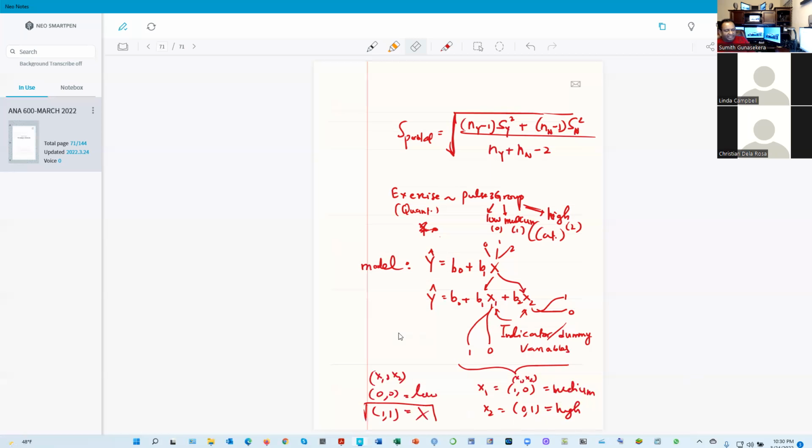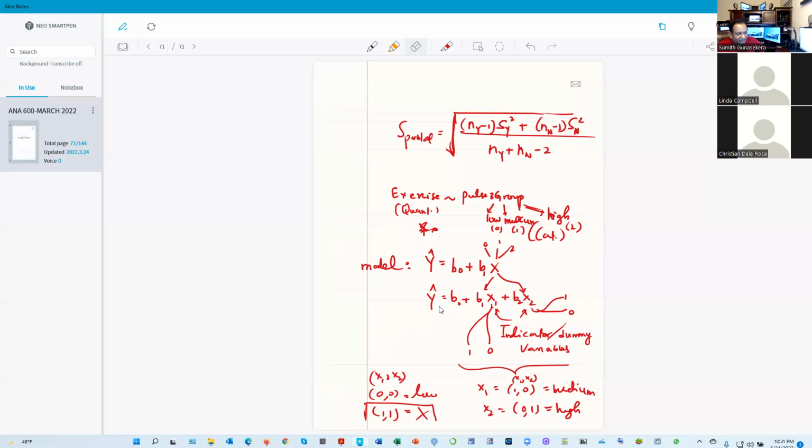Together 1, 0 says that you are talking about the medium level. Together 0 and 1 for x1 and x2 is talking about high. Together 0 and 0 is talking about low. Together x1 and x2 both 1, there's no such discussion.